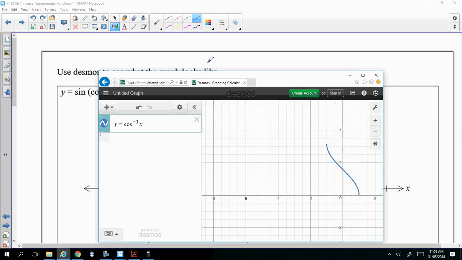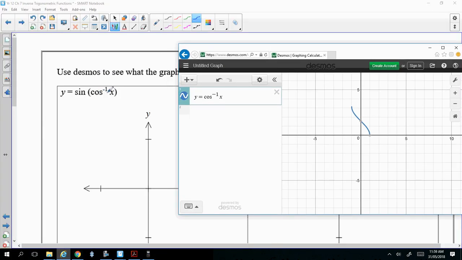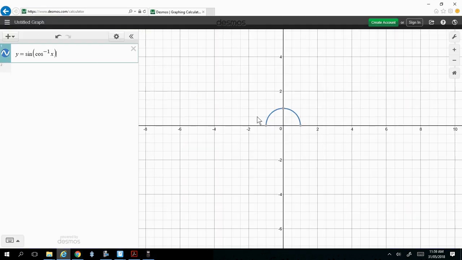All right, so let's type this in. We're going to do sine of cos inverse of x. So let's see if we get this. What sort of graph do we get? You type this in, and then, yeah. All right, so what shape does it give you? It looks like it gives you a semicircle, isn't it? And the question is, why does it give you a semicircle?